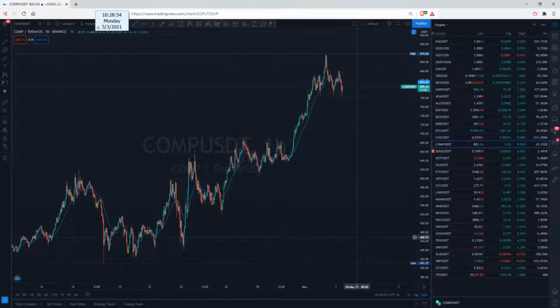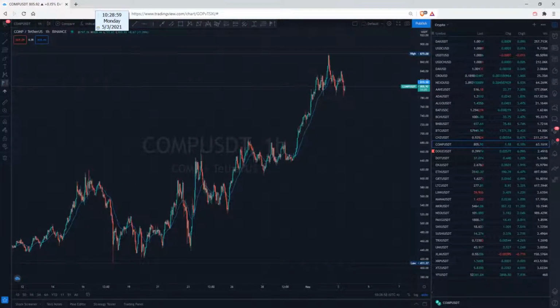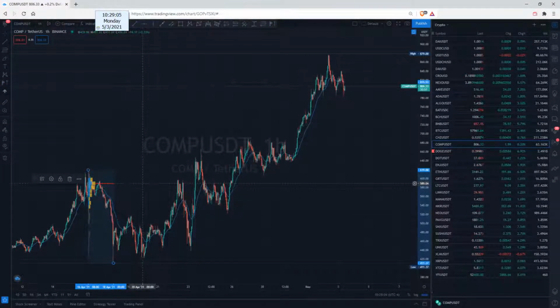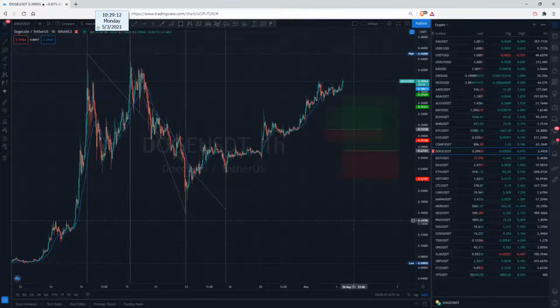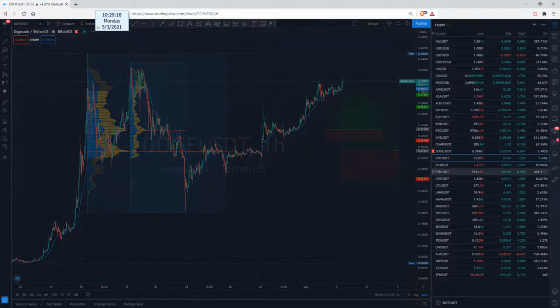Comp has gone explosively higher. This thing needs a pullback desperately. Man, if we can get a halfway decent pullback, even back to the 600s, just something. Doge is a lotto ticket. Keep that in mind. 31 cents, 27 cents. Those are the areas of interest on Doge.